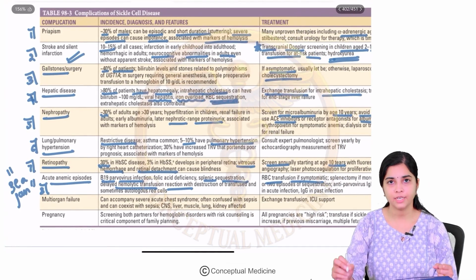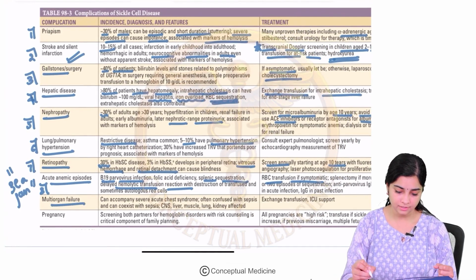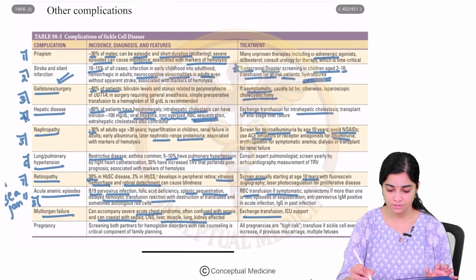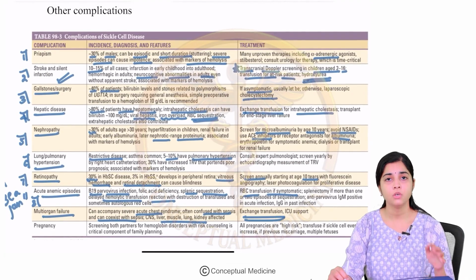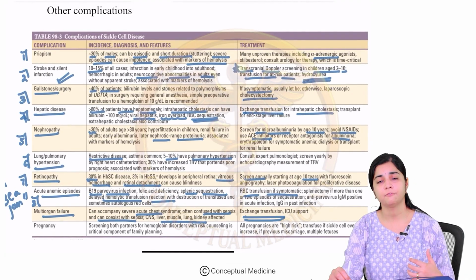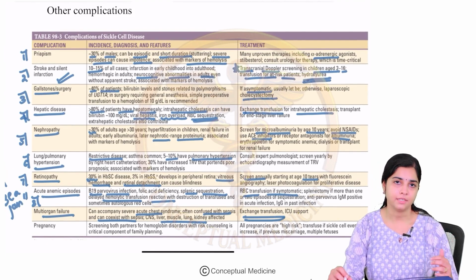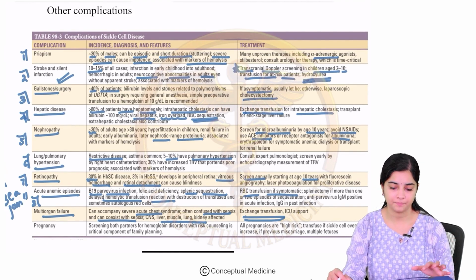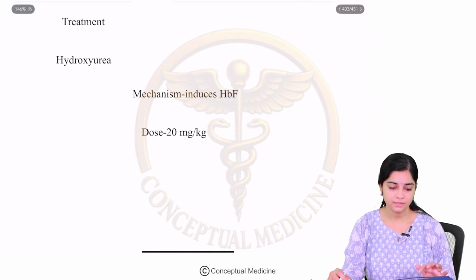Over the course of time, if there is multi-organ failure, very severe acute chest syndrome, confusion, sepsis, CNS or liver involvement, then exchange transfusion may be required. So this is about the various clinical features and complications of sickle cell anemia. So let us move on to the treatment.